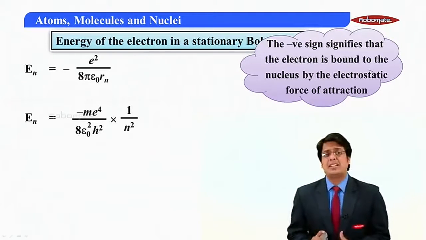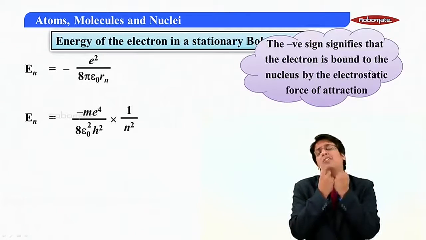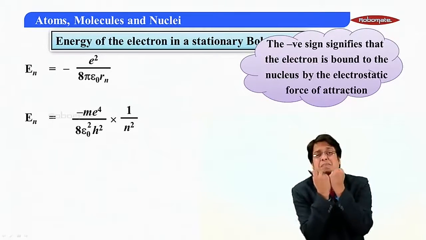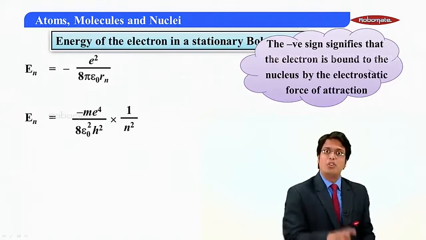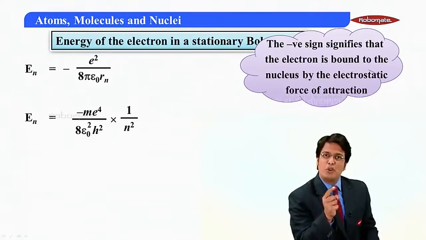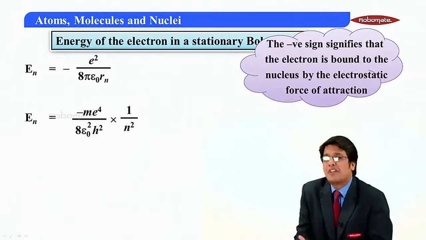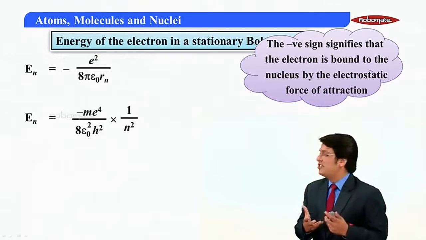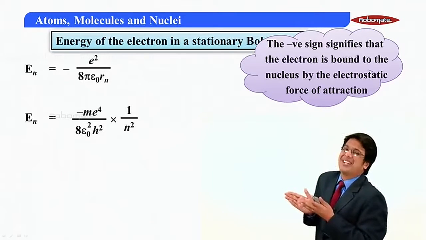The negative sign signifies that the electron is bound to the nucleus by an electrostatic force of attraction. The electron is saying, please, somebody take me out. And the nucleus says, no, you belong to me. If you want to go out, you have to give me some kind of energy. So the electron is in thirst of energy. Because it wants energy, it has a negative sign.